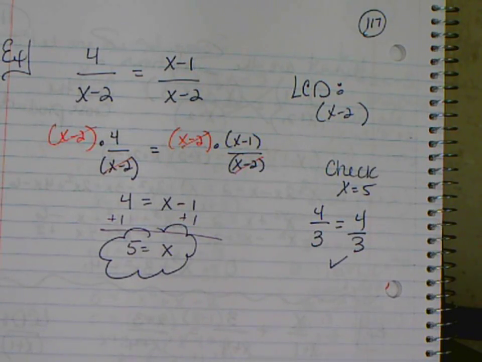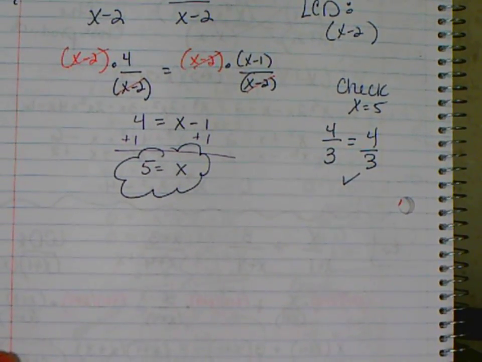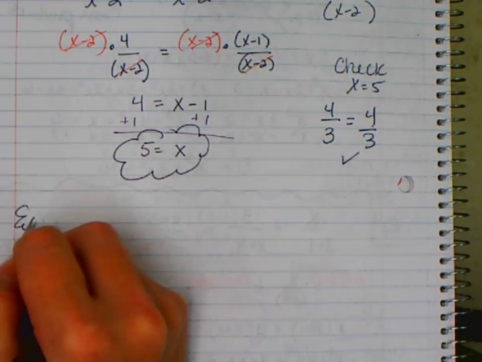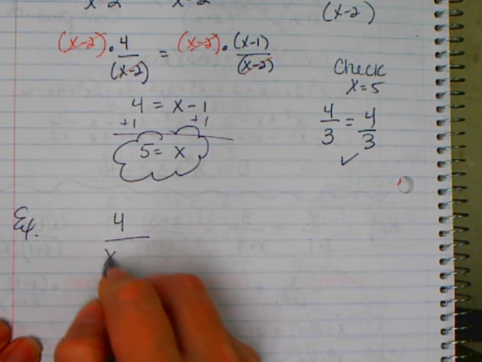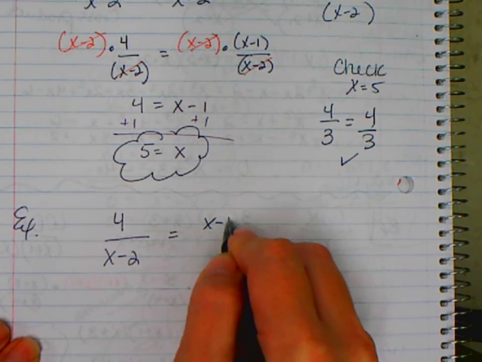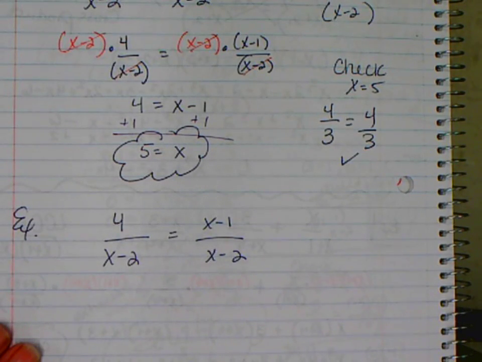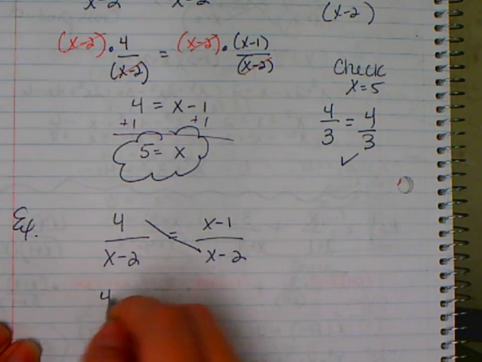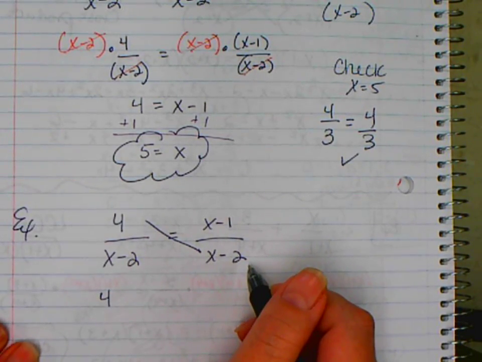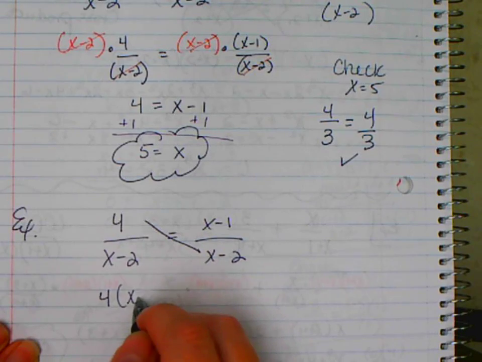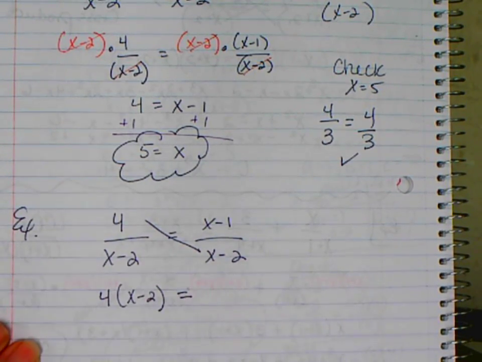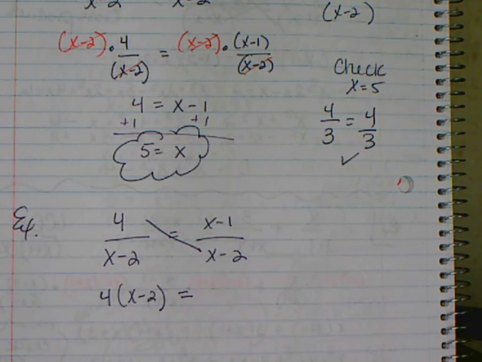Now let's do the cross product. Same problem. So if I'm doing the cross product, I'm going to do 4 times, make sure you put parentheses around the x minus 2 because you're going to have to distribute. Equals, don't forget the equal sign. You're not just making one big expression. You have to put the equal sign. It's a common problem that I see students make.